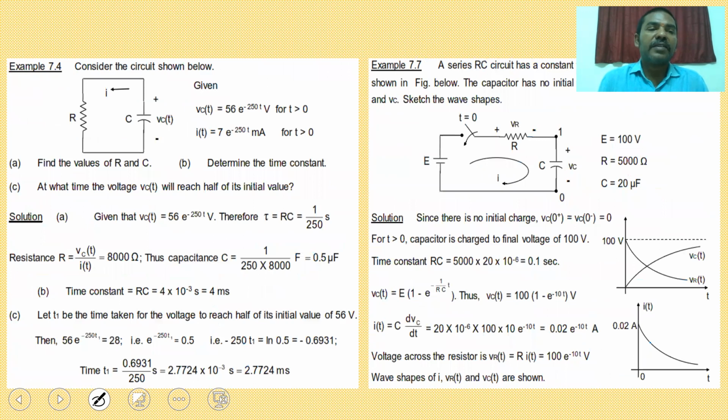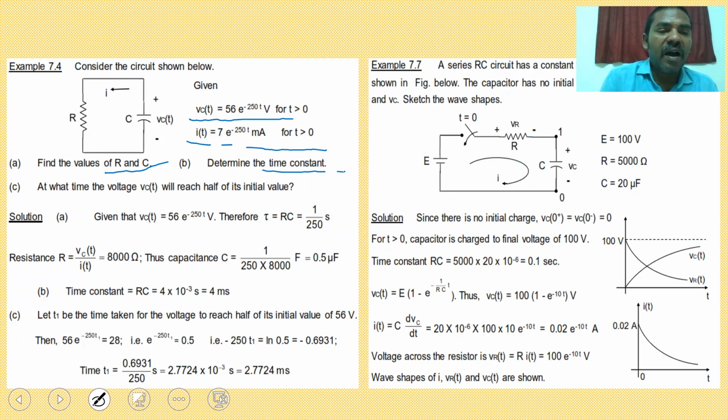So come to the next problem. Here they have given an RC circuit. Initially the voltage drop across the capacitor is 56 e power minus 250 t, for t greater than 0, and they have given the current flowing through the circuit, I equal to 7 into e power minus 250 t milliamperes. We have to calculate the passive elements, resistor and capacitor, and determine the time constant.